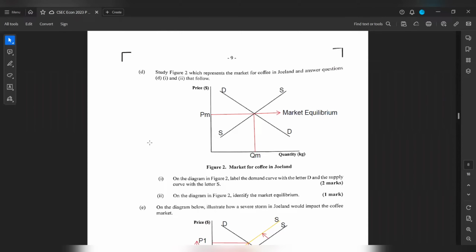For the study figure 2, which represents the market for coffee in Jolan, answer the questions. On the diagram in figure 2, label the demand curve with the letter D and the supply curve with the letter S. So we know that the demand curve is downward sloping from left to right, and the supply curve is upward sloping from left to right.